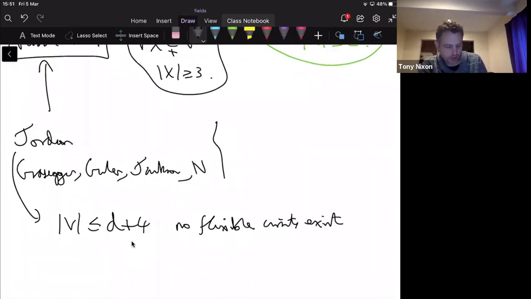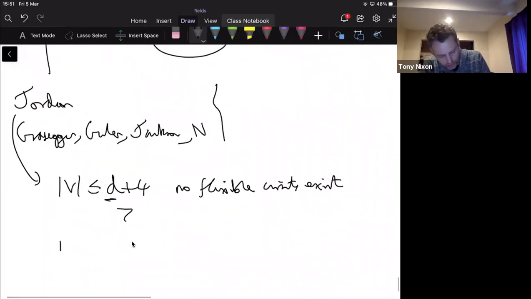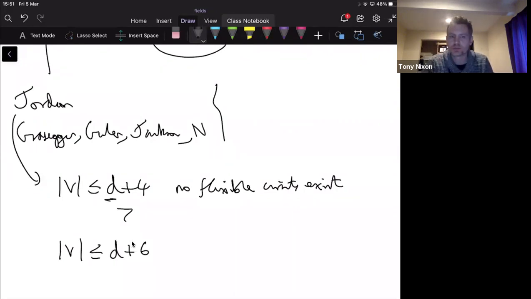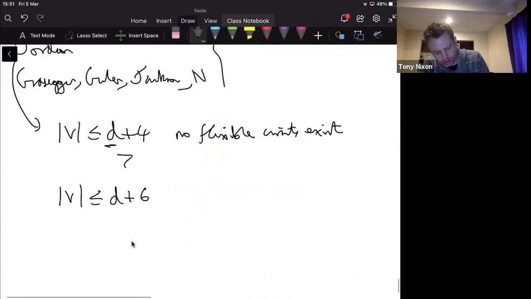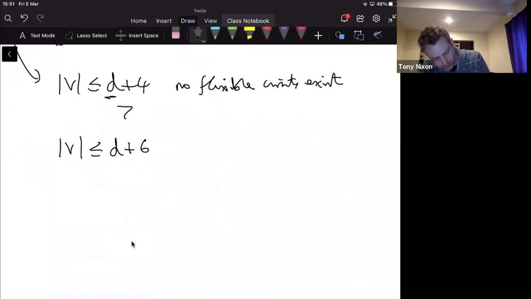Okay, if you fix dimension 3, this is only saying up to 7 vertices, so it's not very much, but D could be anything, so it's still a nice infinite class. And we looked at the same problem, but we pushed it a bit further to D+6 vertices. So again, in dimension 3, that's only talking about 9 vertices. But on 8 vertices in 3D, there is a unique flexible circuit. So it's this graph.